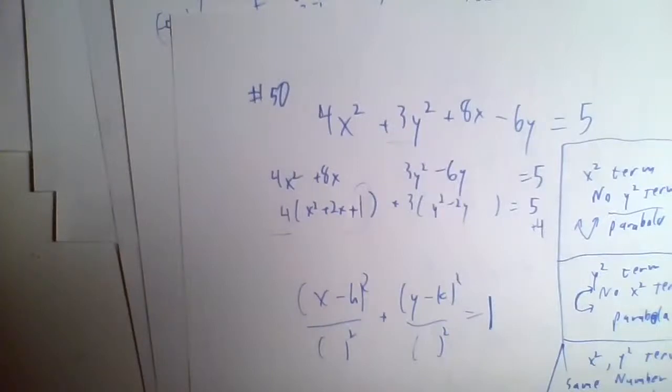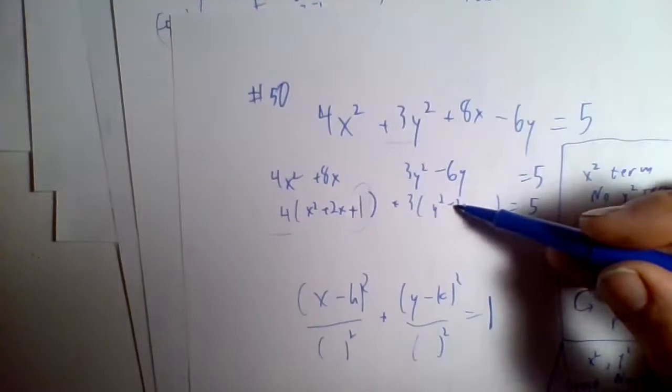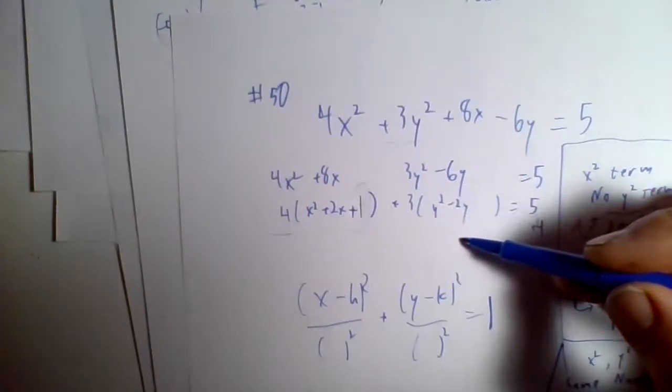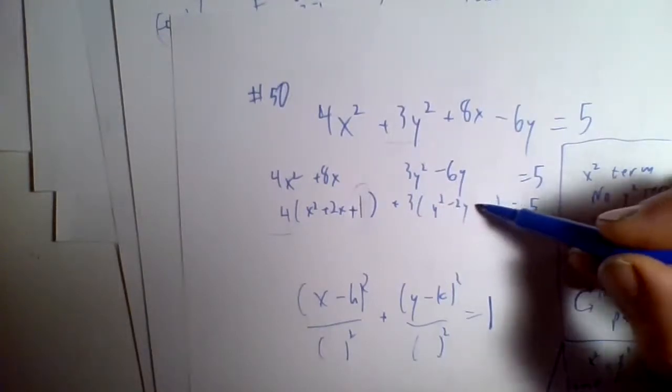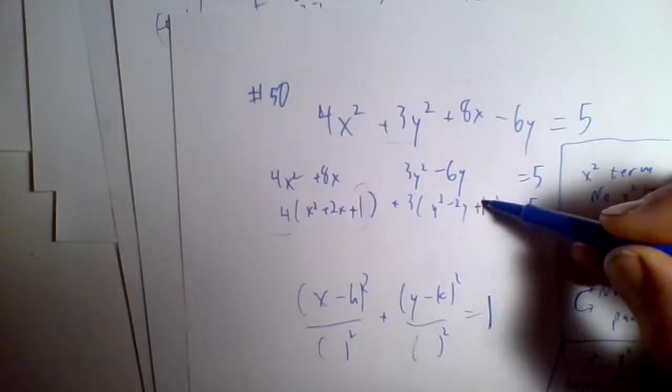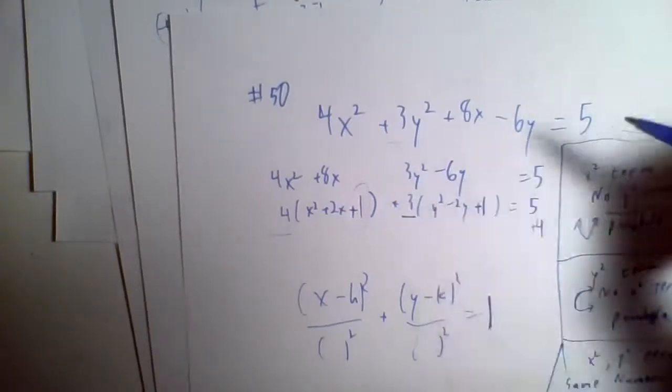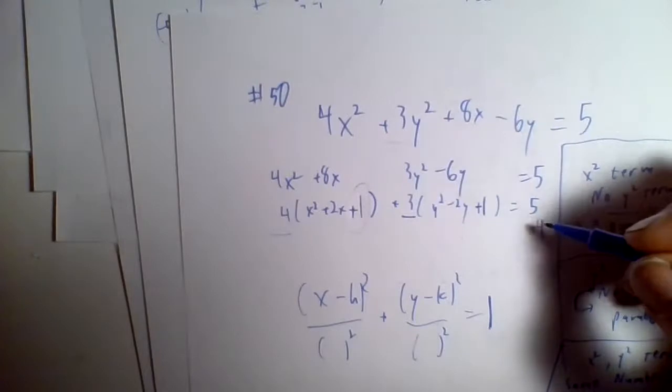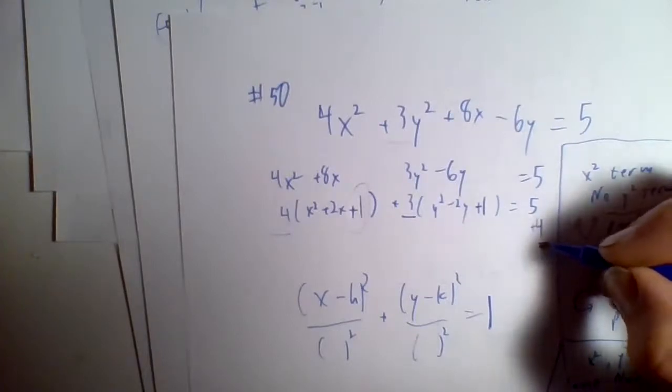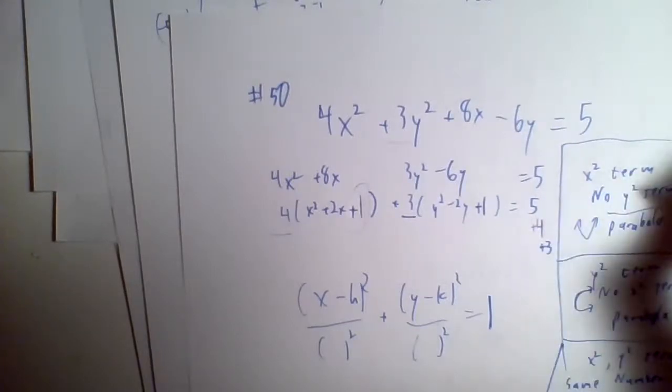And then, same thing here. There's a comparable thing here. This was a minus 2y. Half of that is negative 1, squared is positive 1. So I'm going to throw in the plus 1 here also. Times 3, that's really adding 3 to that side of the equation. So I'm also adding 3 to the other side of the equation. That is typical with these.